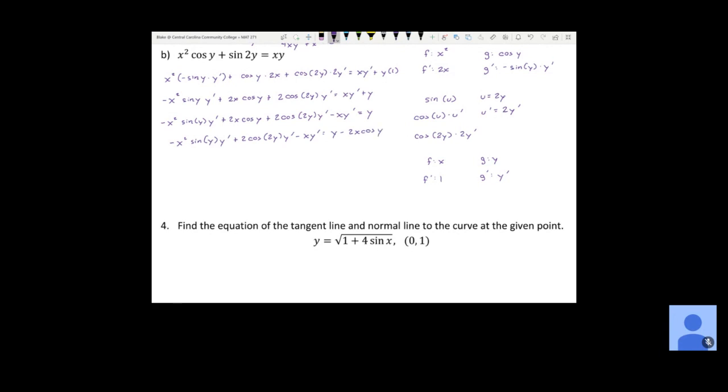Right, and at that point, again, same thing, we're going to factor out the y prime. If we do that, we have negative x squared sine y plus 2 cosine 2y minus x. Right-hand side does not change.